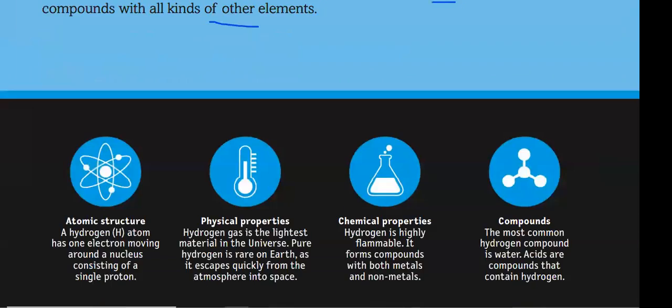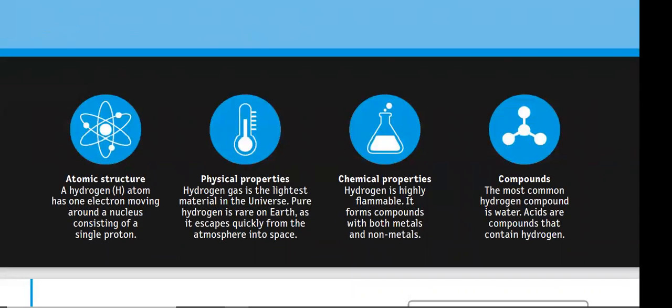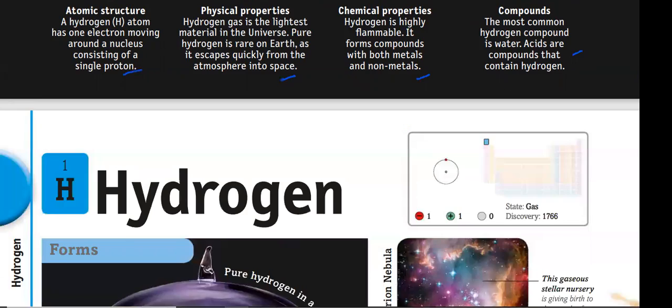And we'll see what kind of things are related to this. See, atomic structure of hydrogen: a hydrogen atom has one electron moving around the nucleus consisting of a single proton. While for physical properties, hydrogen is a gas and is the lightest material in the universe. Pure hydrogen is rare on Earth as it escapes quickly from the atmosphere into space. Another thing, if you observe the chemical properties, hydrogen is highly flammable and it forms compounds with both metals and non-metals. The most common compound of hydrogen is water, and acids are compounds that contain hydrogen, as you all know. So these are the main things related to hydrogen.